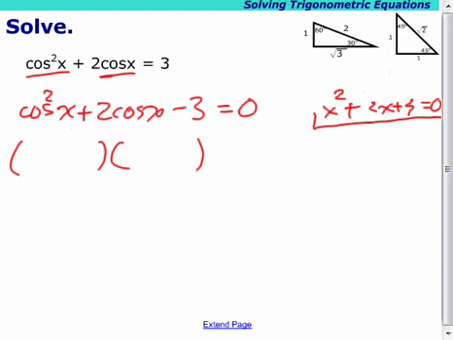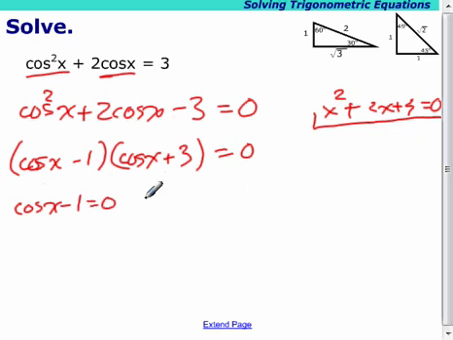Let's factor it. I think this one's factorable. So I'll have a cos x here and a cos x there. Two numbers that multiply to a negative 3 and add to a positive 2. So probably negative 3 times 1, positive 3 times a negative 1. Does that work? Cos squared plus 3x minus x, yep, minus 3. There we go. So here's my two factors. Now I use zero product, so cos x minus 1 is equal to 0, or cos x plus 3 is equal to 0.